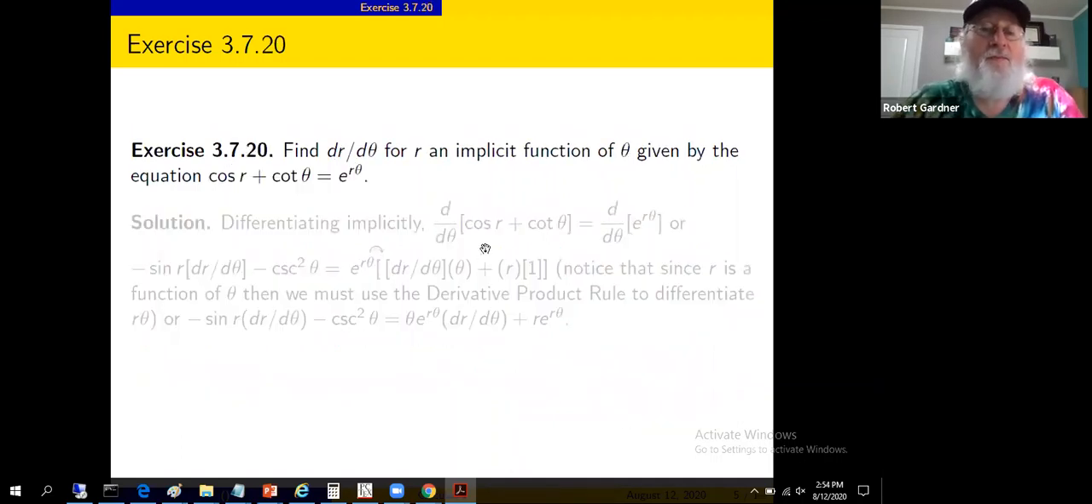Let's do another one. Consider cosine r plus cotangent theta equals e to the r theta. They say find dr d theta, where r is an implicit function of theta. They're using this r and theta stuff to foreshadow polar coordinates. Maybe you've seen polar coordinates in pre-calculus or high school.